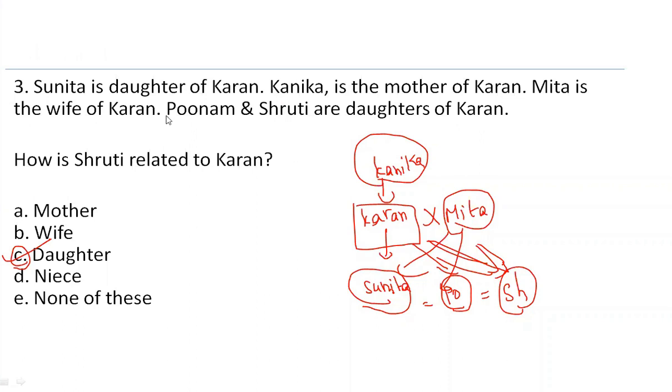You can see here, Poonam and Shruti are daughters of Karan. Poonam and Shruti are daughters of Karan means Shruti is a daughter of Karan. When we have the representation, we can take it simply like Shruti is a daughter of Karan. How is Shruti related to Karan? You can easily represent that Shruti is nothing but daughter to Karan. You can take that representation to solve, or otherwise you can just draw the diagram.